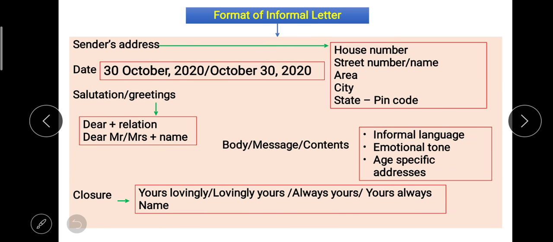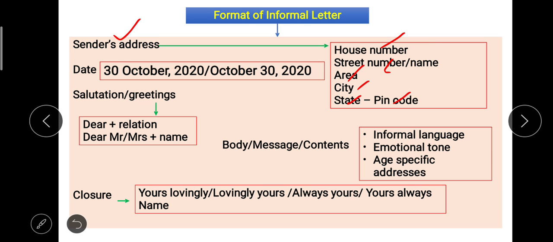Next is format of the informal letter. There are certain things which are different from the formal letter. But to begin with, formal and informal, both the letters are just the same. We have to write the sender's address, and sender's address will have house number, street number or street's name, area, city or state, and then pin code, just like formal letter.